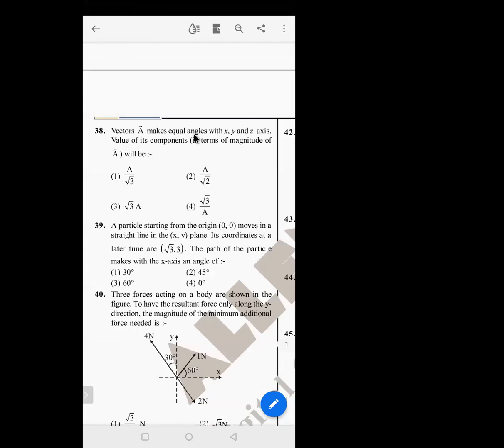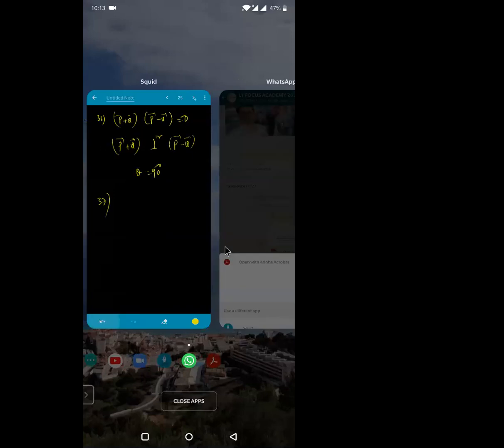Vector A bar makes equal angles with the x, y, and z axes. What will be the value of the component in terms of the magnitude of A bar for the given condition? I hope everyone has done that question. Question number 38. Vector A bar makes an angle alpha with the x axis, y axis, and z axis. What is the value of the component in terms of the magnitude of A bar? Did everyone get it? Question number 38.